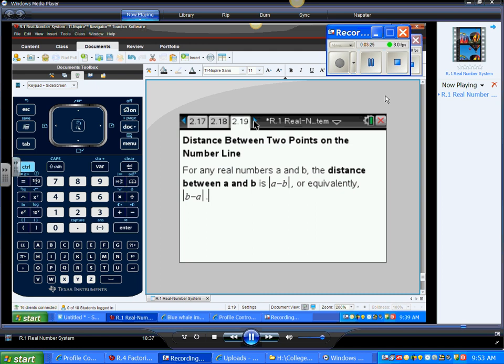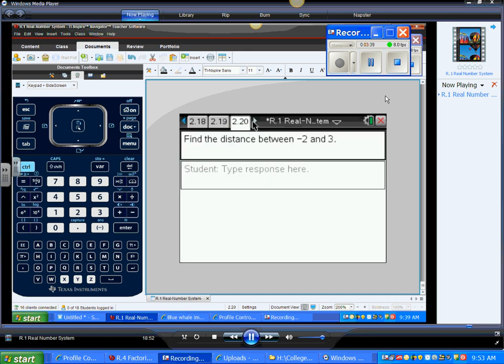Okay, so distance between 2 points on a number line. There is a very easy way to do it. You could graph and count, but that's not going to work for huge numbers. So our algebraic way is to take the absolute value and subtract the two numbers. Okay, so it's a very quick, simple, easy algebraic method.